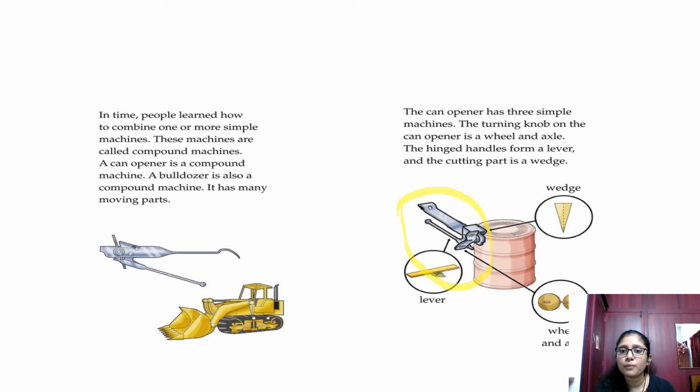The turning knob on the can opener is a wheel and axle. Whenever you turn the knob, this is the wheel and axle, as they are telling here. So this is the turning knob. When you turn it, that knob is acting as a wheel and axle.